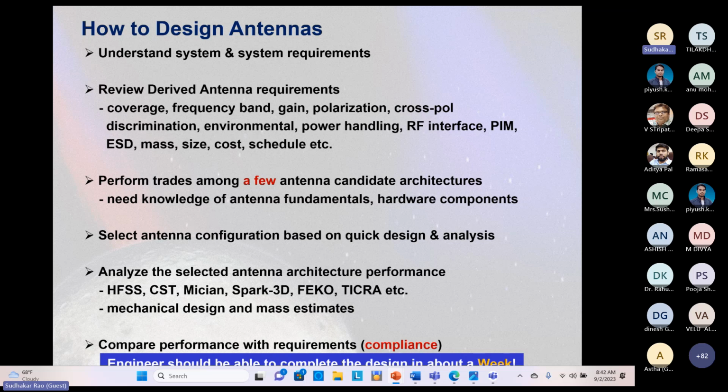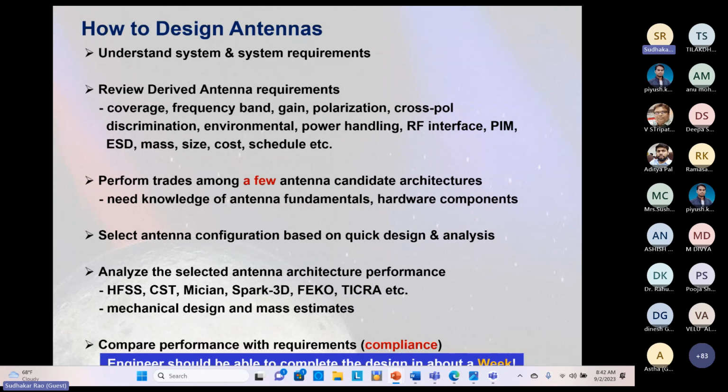Power handling: most of the satellites have high power, up to 2 kilowatts or sometimes even more. So that means when you design all these components, they should not have small gaps, and they should handle the average power as well as the peak power. RF interface is important because you have to design it as a low loss interface.